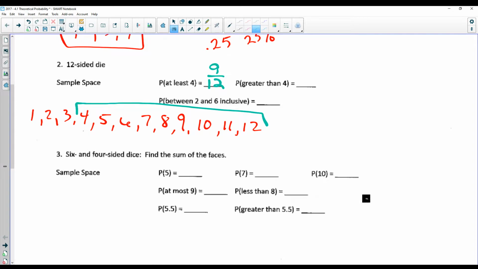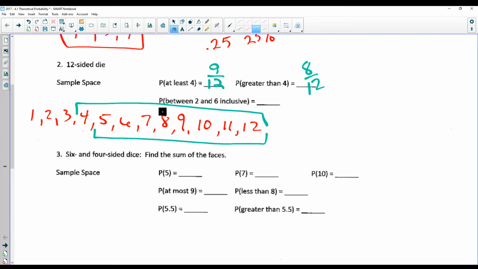All right, how about greater than a 4? Sounds kind of the same, but greater than a 4 does not include 4. That means 4 doesn't work, so we would only be looking at 5 to 12, and so that would be 8 out of 12, okay?